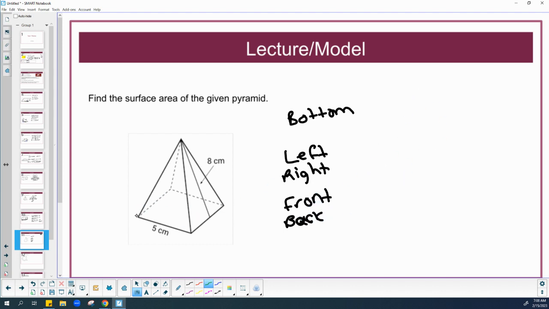All right, my bottom base would be 5 times 5, which is 25. And I know that it's 5 times 5 because it's labeled a 5 and it's a square, so both sides are the same.